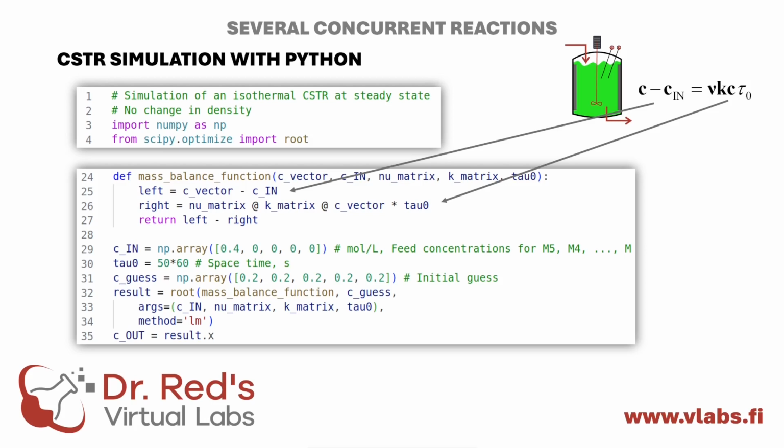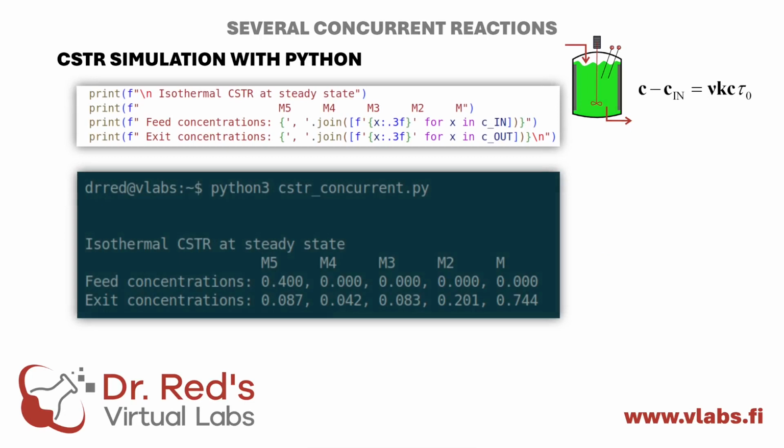The output of iteration is stored in an object called result. The last row of the code extracts the exit concentrations from the object's attribute X by using the dot notation. We can add a few lines of code to get a nicely formatted output. According to the calculation, there is still some of the higher oligomers left with 50 minutes spacetime.